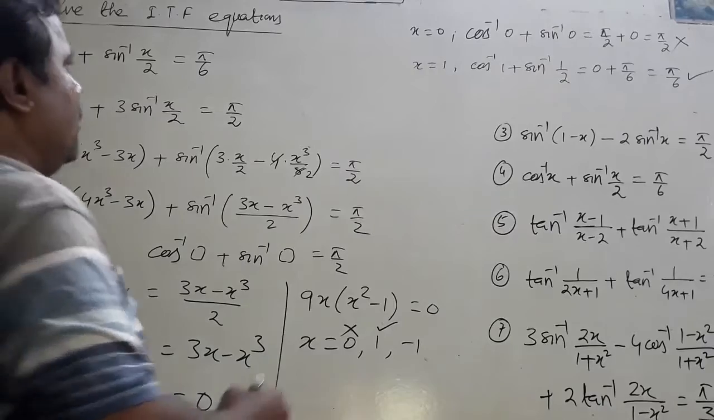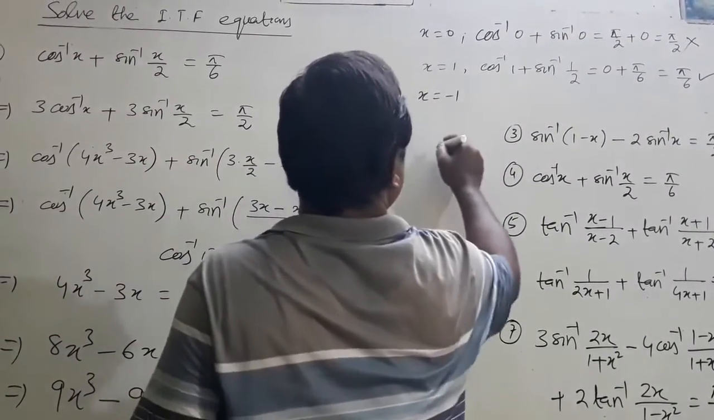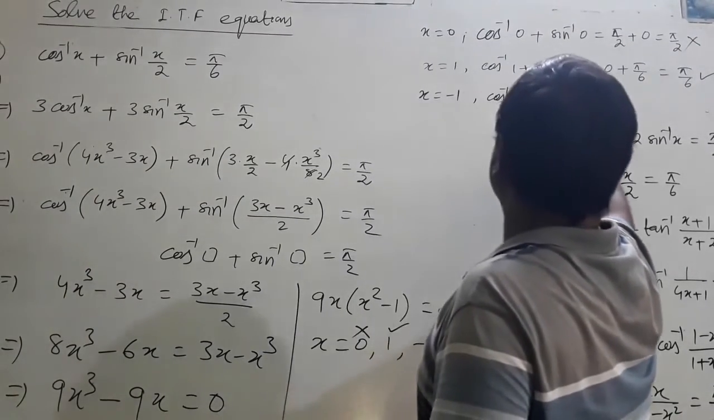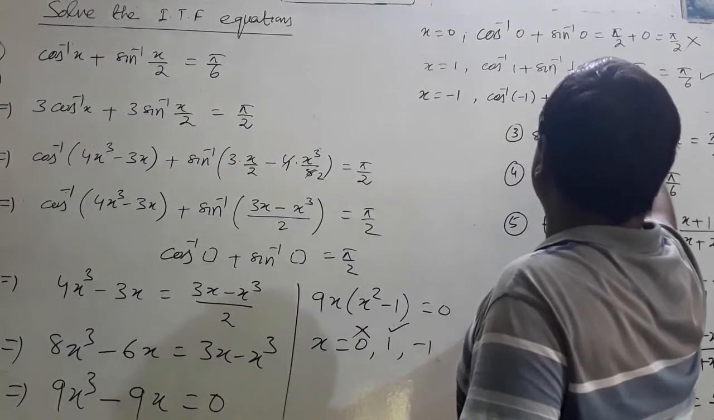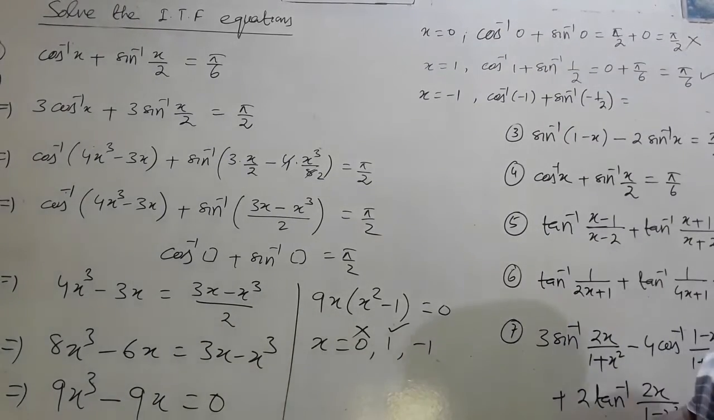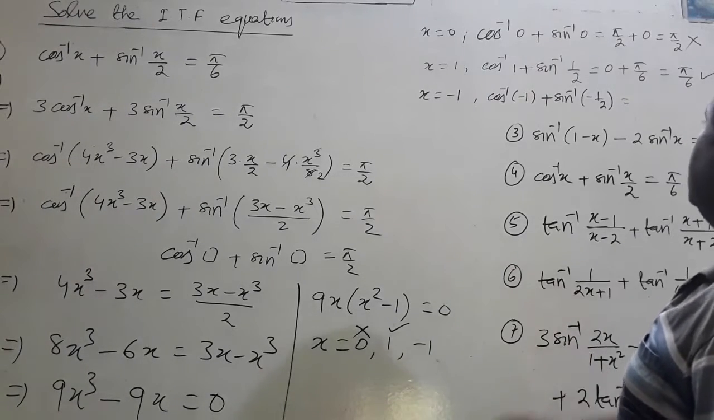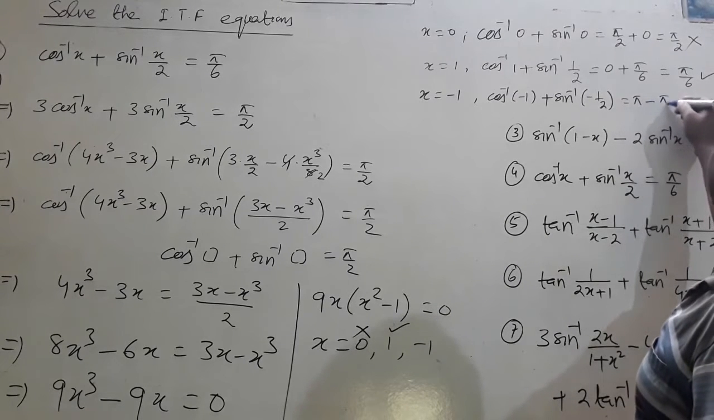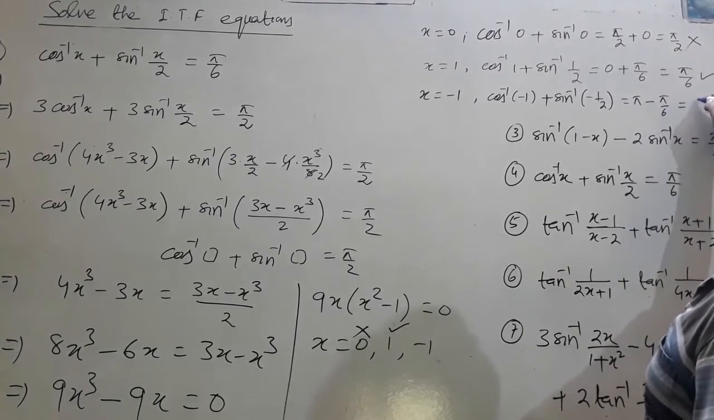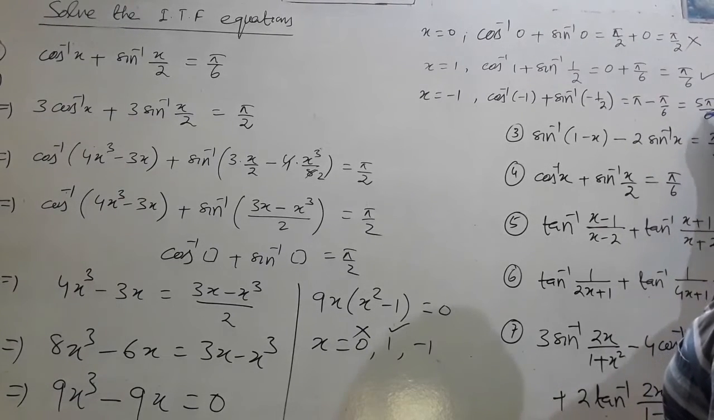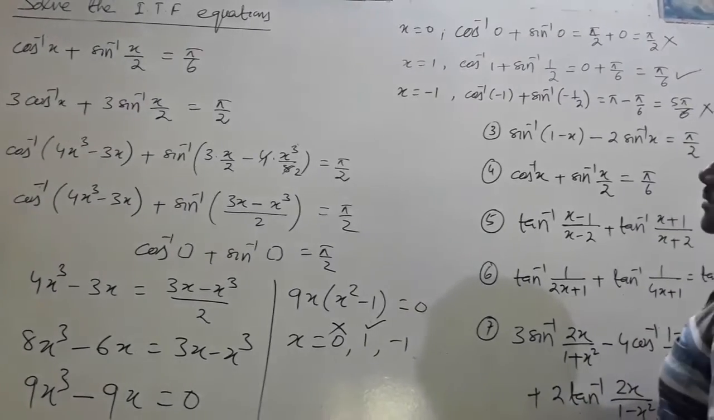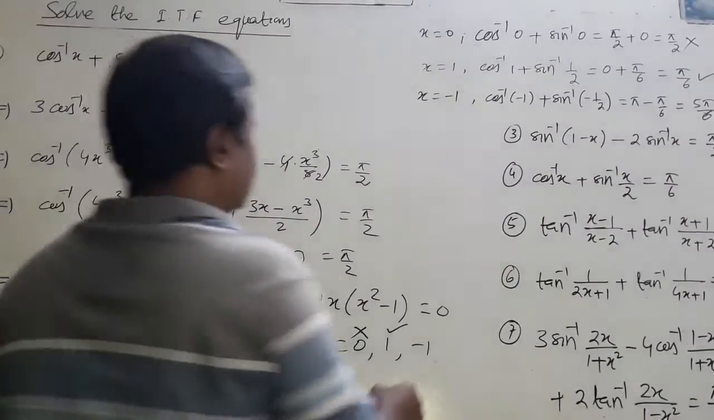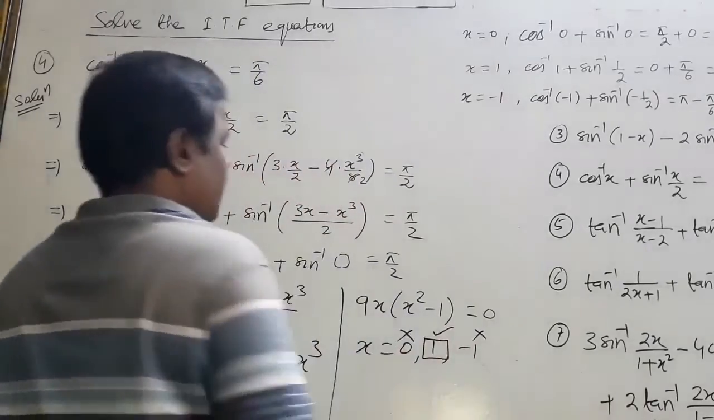When you put x is equal to minus 1, it becomes cos inverse minus 1 plus sin inverse minus half. Cos of which angle gives you minus 1? Mind it, its value is pi because it lies between 0 to pi. And sin inverse minus half is minus pi by 6. And the result is 5 pi by 6, which is not the answer. The answer is pi by 6. It is not verified. So only one solution is there, that is x is equal to 1.